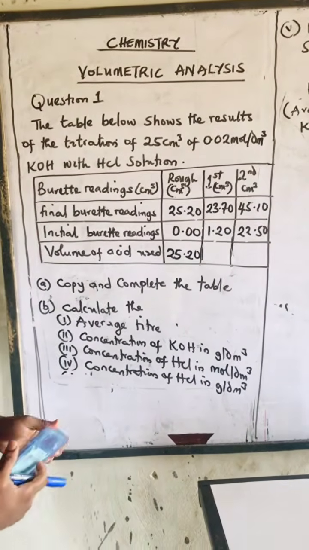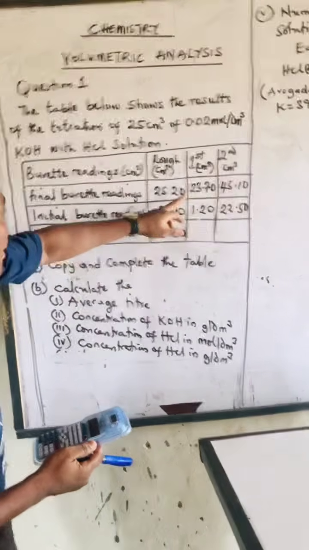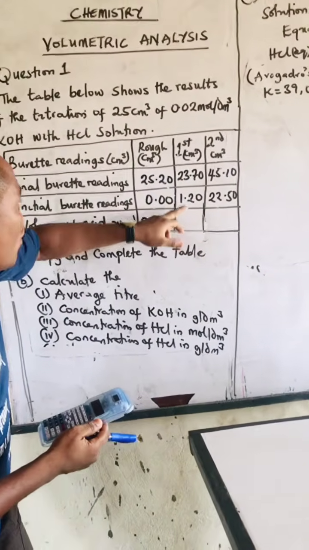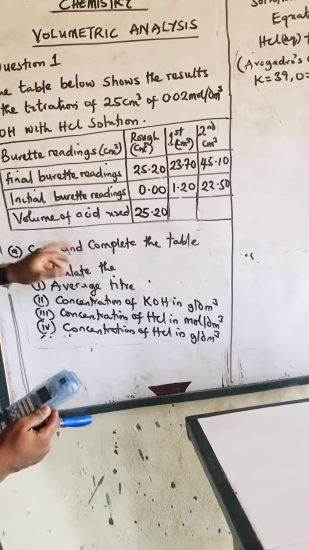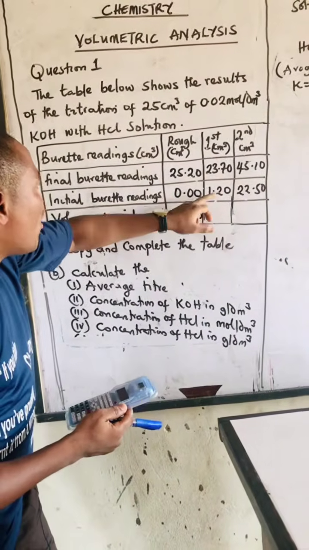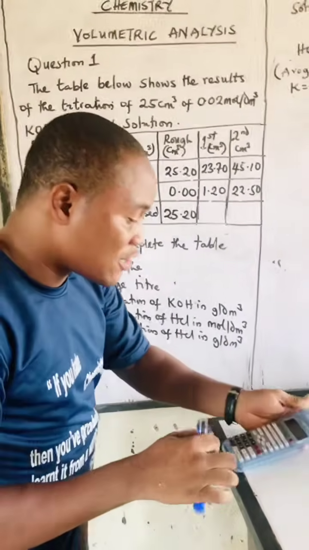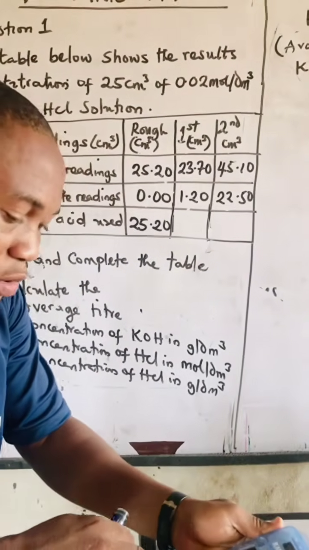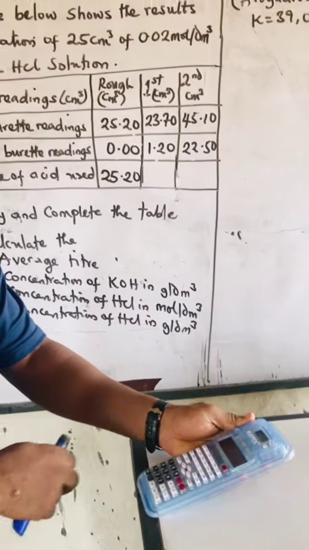We'll be having 25.20. For the second one, I have 23.70. Subtracting this, because that's how you get the volume of acid used here: 23.70 minus this. Please, if you are not sure, you can use your calculator. You don't need to actually be in haste.